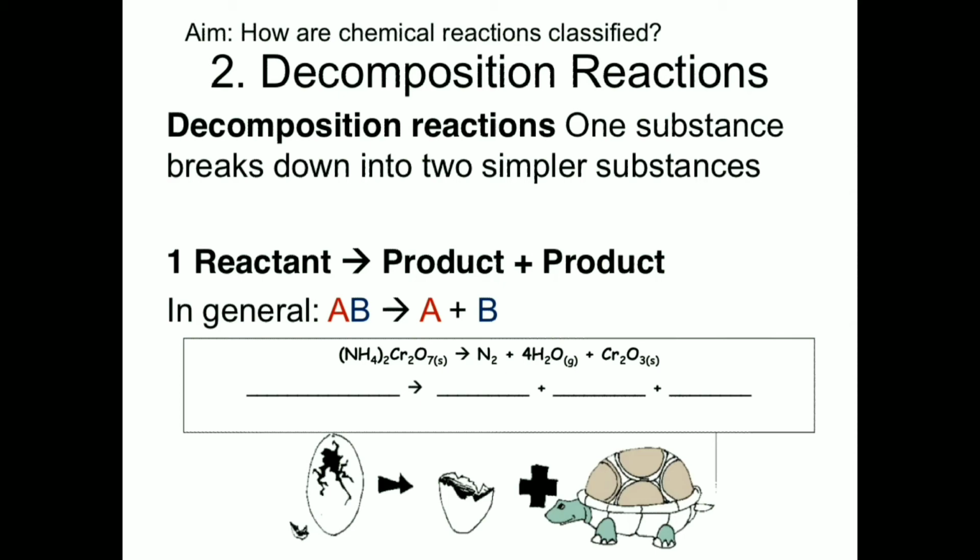Essentially, the exact opposite of a synthesis reaction is a decomposition reaction, where bonds are broken. In decomposition reactions, you always have more products than you do reactants. So when ammonium dichromate decomposes, it produces nitrogen, water, and chromium(III) oxide. Again, we have more products: 3 products to the right of the arrow, and 1 reactant to the left of the arrow.